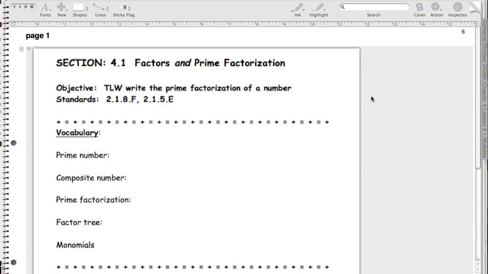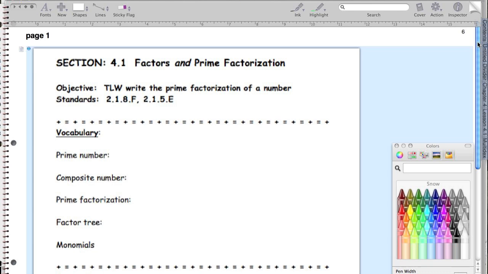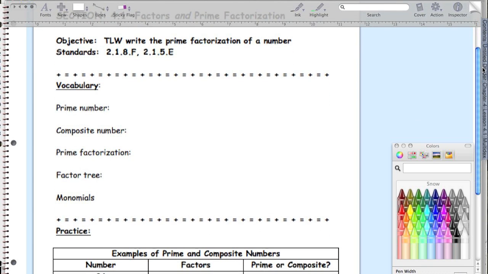Hi guys, we're going to take a look at section 4.1, factors and prime factorization. Just talking through some of these vocabulary words. There's one that I want to add in up here, and that is a factor. A factor could be thrown right in that area there.